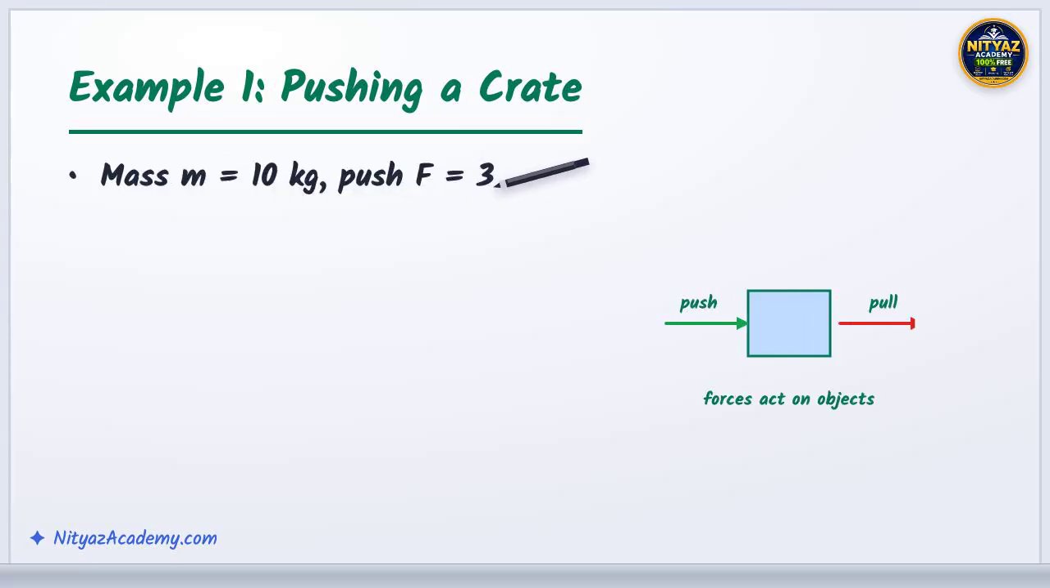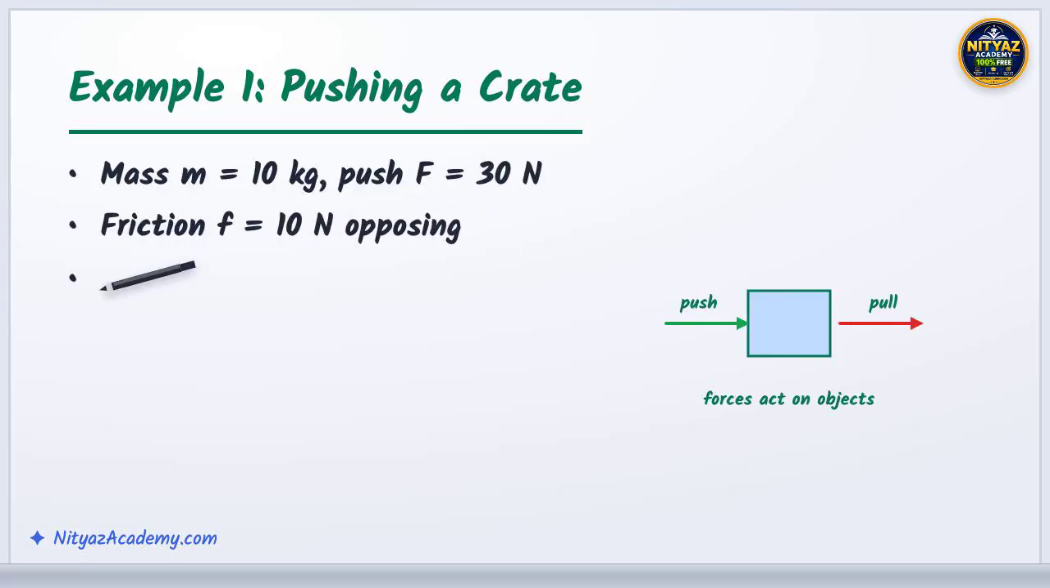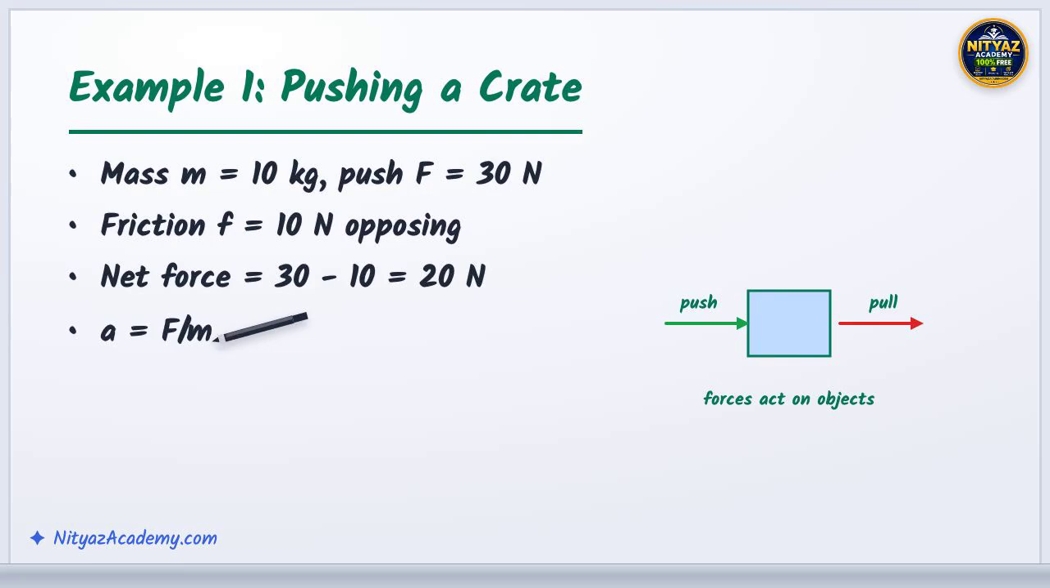You push a 10-kilogram crate with 30 newtons. Friction resists with 10 newtons in the opposite direction. The net force is 30 minus 10, which is 20 newtons forward. By the second law, acceleration equals net force divided by mass. 20 divided by 10 gives 2 meters per second squared. The crate speeds up at 2 meters per second every second.